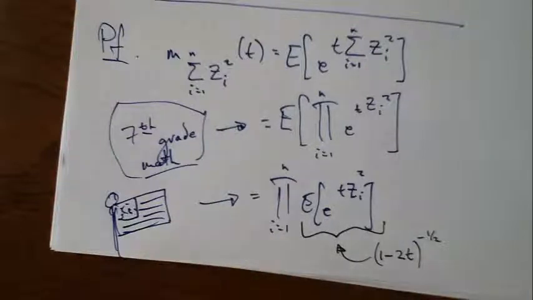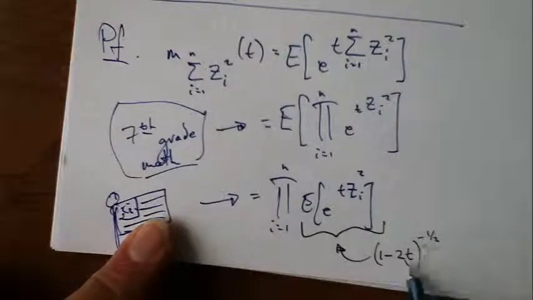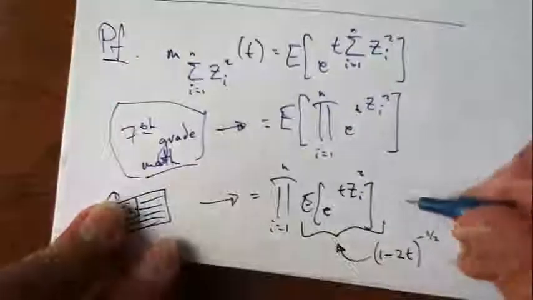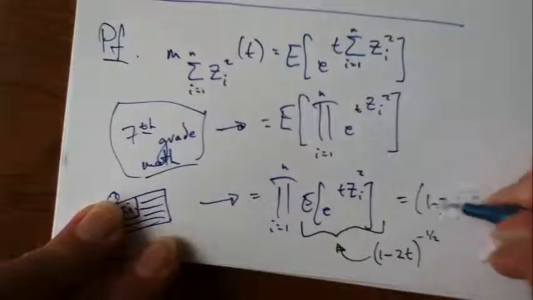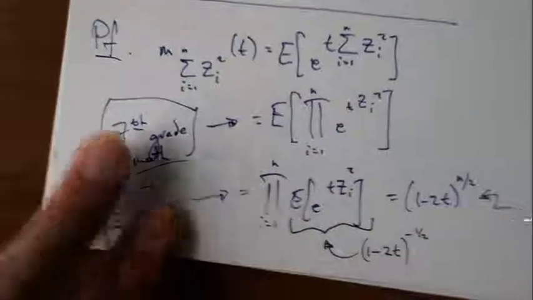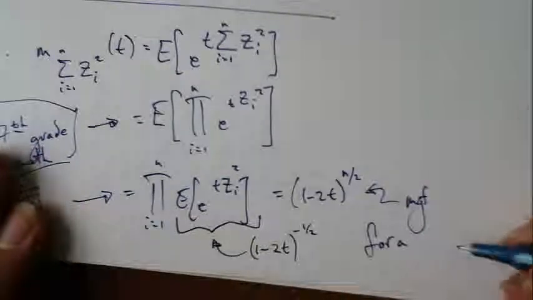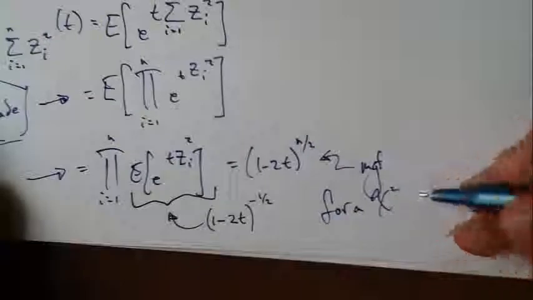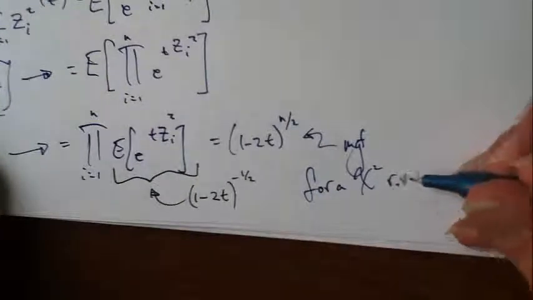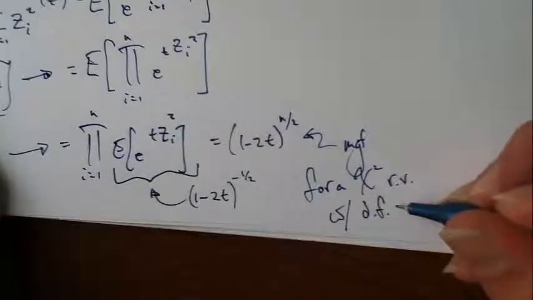Okay, so all of this stuff is the product of this with itself n times. So it's just this stuff raised to the nth, or just 1 minus 2t to the negative n over 2. And if you look this up, this is the moment-generating function for a chi-square random variable with n degrees of freedom.